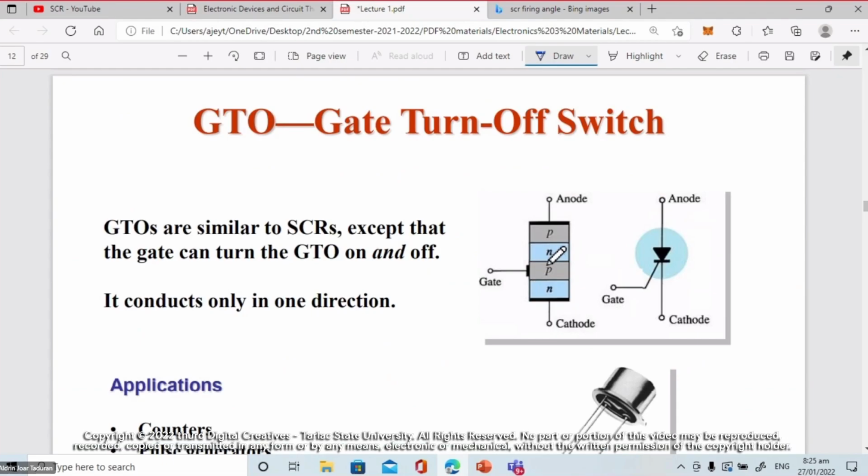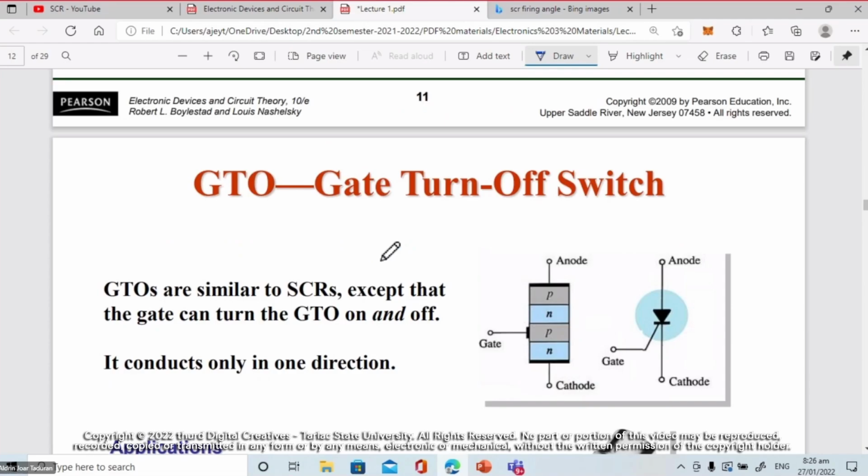Next, GTO, gate turn off switch. So gate turn off switches are similar to silicon control rectifier, except that the gate can turn the GTO on and off. Okay. Ibig sabihin, pwede mo siyang i-switch off, switch on through its gate. It conducts only in one direction. Okay. So this is a more improved version of the silicon control rectifier. Although yung conduction niya in one direction, pero pwede mo na siya i-turn off sa gate.